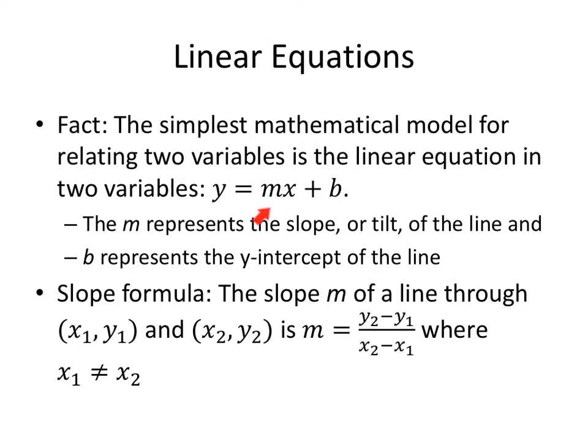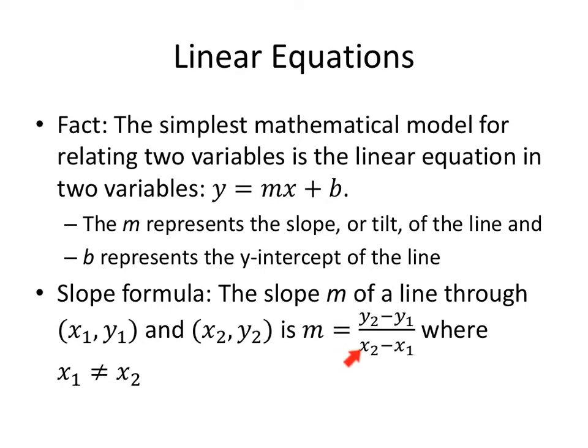Now a little bit more about the slope. The slope m of a line through two generic points is given by this formula, m equals y2 minus y1 over x2 minus x1, as long as our x1 and x2 are different. They can't have the same value or else we have a 0 in the denominator. Remember, it's always the change in y over the change in x.